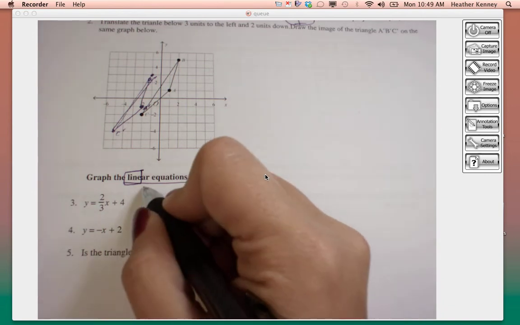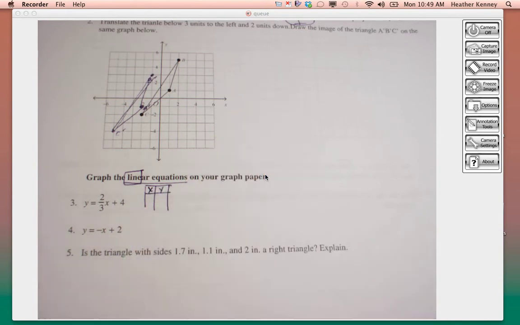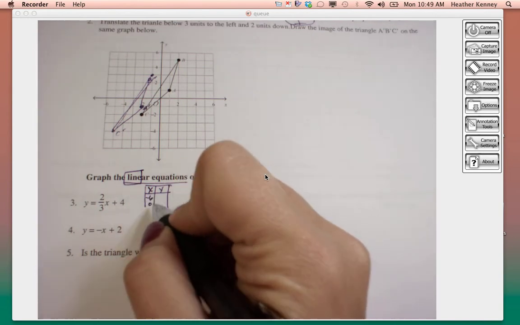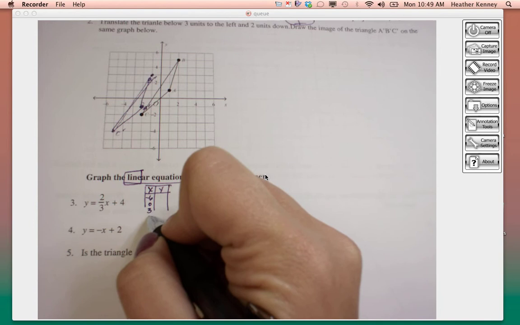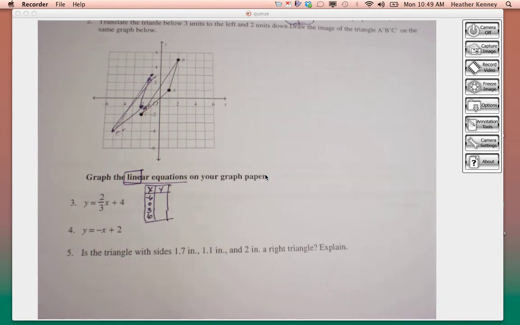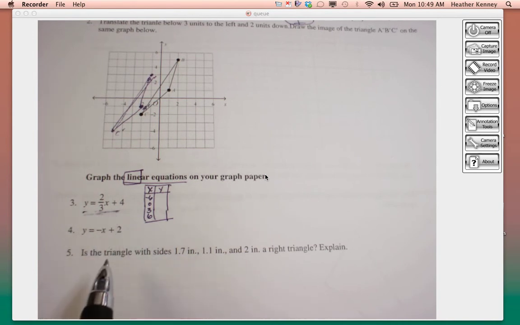So we start with a table of x and y values. We choose any values we want for x. I like to choose negatives and positives and 0, because you need to draw the whole graph, not just the graph in quadrant 1. So I'm going to start with negative 6, 0, positive 3, and positive 6. What we do with those values is we take them and plug them into this equation here for x. We do that for every one of those values.